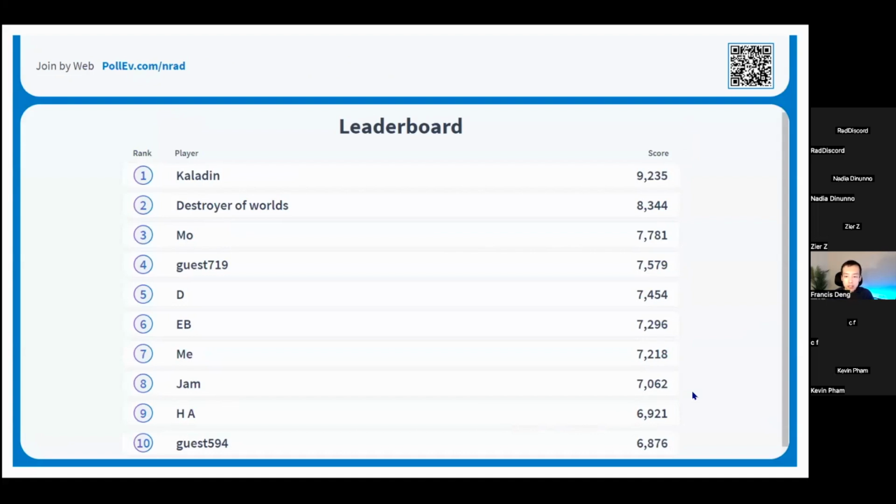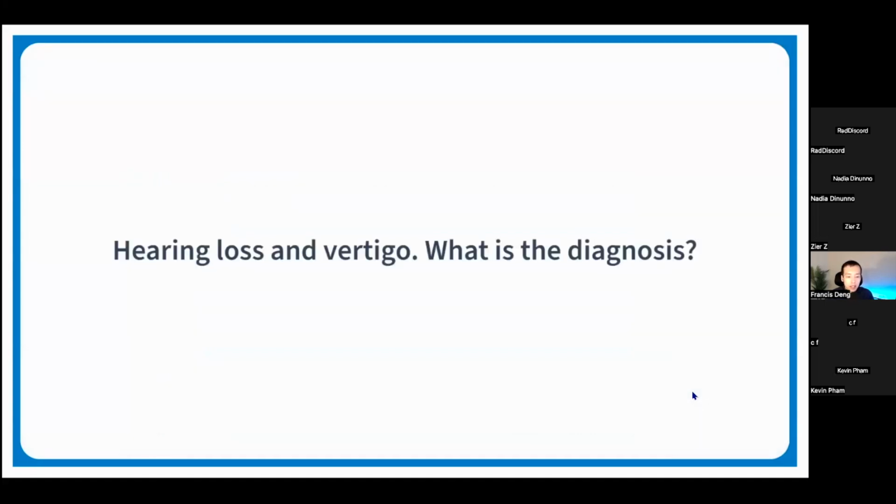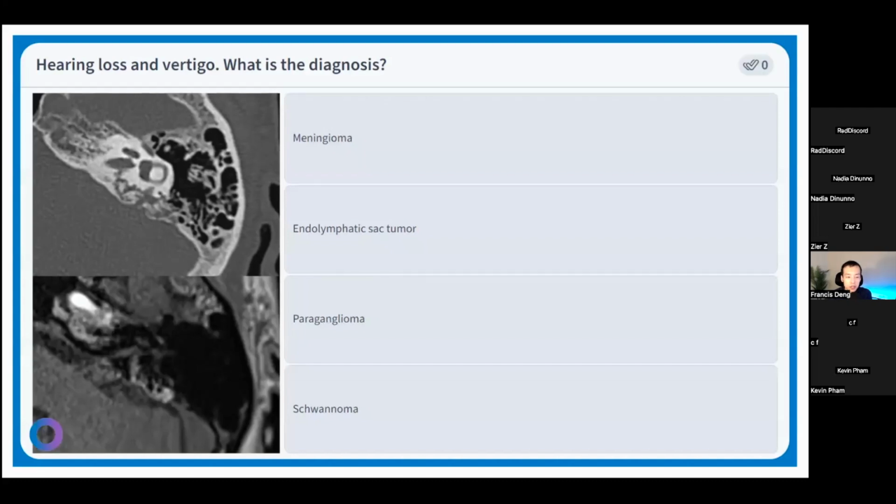All right, Kaladin is still up front. Hearing loss and vertigo. What is the diagnosis? So we're showing you axial temporal bone CT and a T1 non-contrast image.